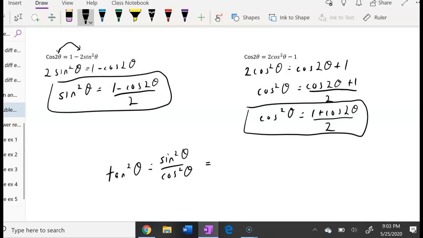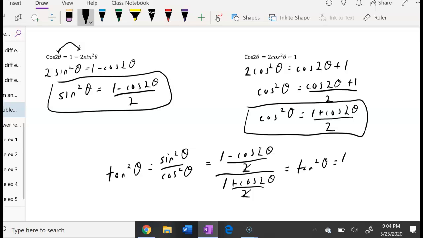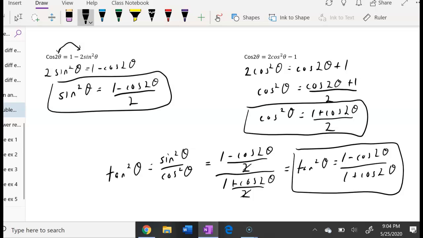So the sine squared of theta is 1 minus the cosine of 2 theta over 2 from right here, and then that's going to be over the cosine squared, which is 1 plus the cosine of 2 theta over 2, which is right here, and then we're just going to cancel the 2's, and we just get that the tangent squared of theta is 1 minus the cosine of 2 theta over 1 plus the cosine of 2 theta. And there it is. Okay, hope you found that helpful.